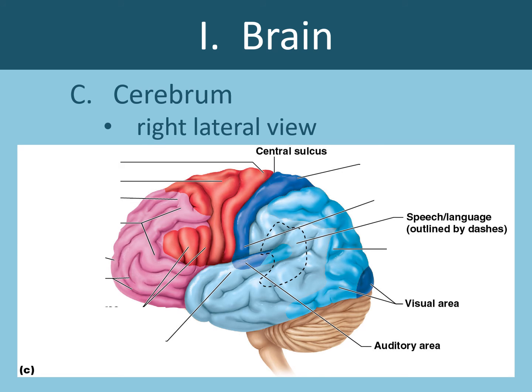Again, here's a right lateral view of the brain. In this diagram, you can see the visual cortex of the occipital lobe, highlighted here. You can also see Wernicke's area of the temporal lobe, outlined with these dashes here, and the auditory area of the temporal lobe in this area here. The hippocampus has not been highlighted in this diagram, but is somewhere in this region, in the middle of the temporal lobe.